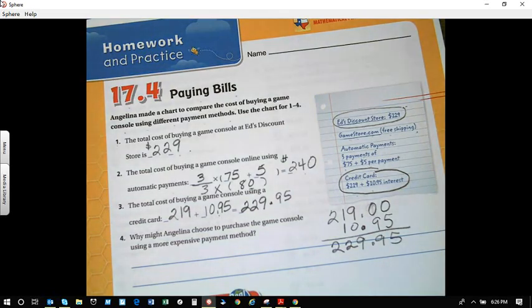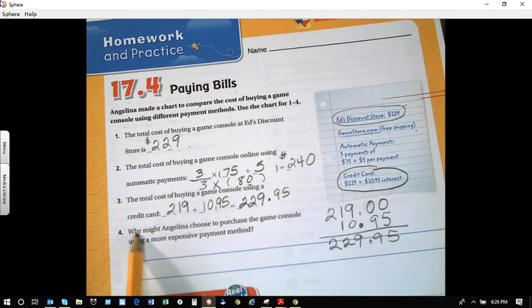And I think earlier somebody said in class that it was $239.95. So I need you to go back and check your math because it's not that, because you didn't put your decimals in the correct place. So you ended up messing up on that part. So be real careful. So it's $229.95.